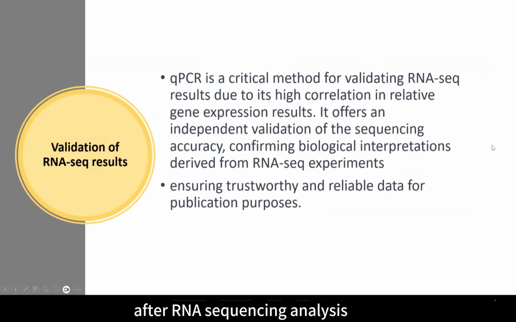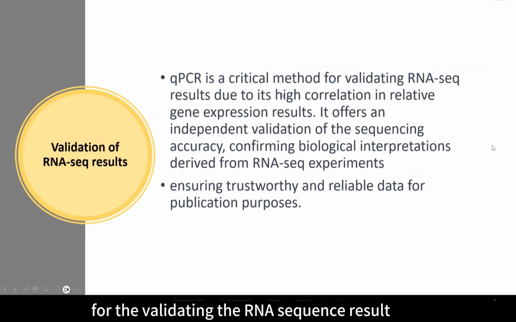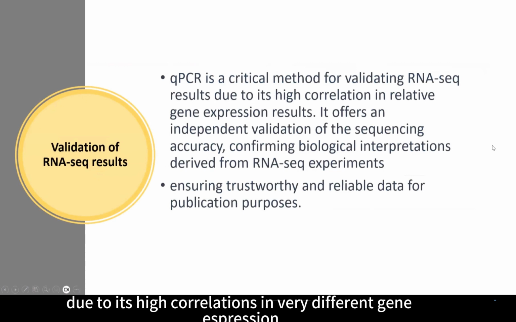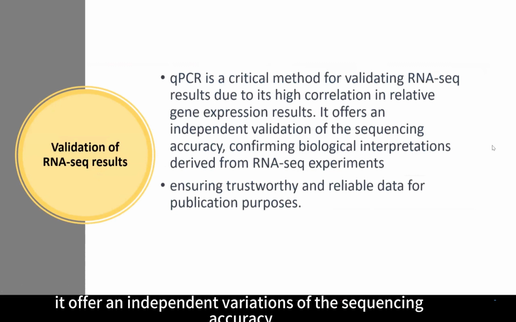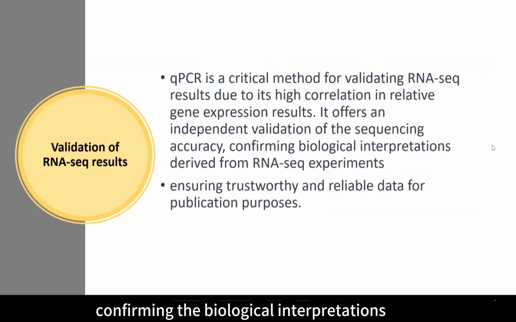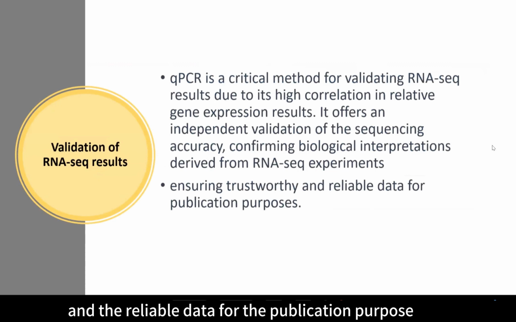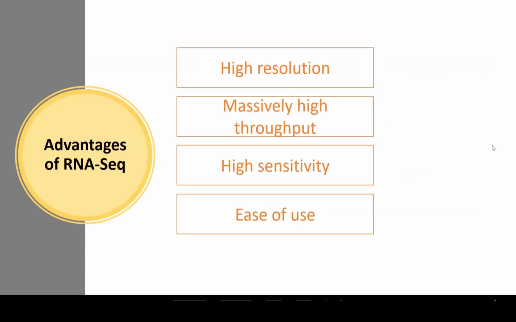Okay. After RNA sequencing analysis, qPCR serves as a critical method for validating the RNA sequencing result due to its high correlation in relative gene expression results. It offers an independent validation of the sequencing accuracy, confirming the biological interpretations derived from the RNA sequencing experiment. This can ensure trustworthy and reliable data for publication purposes.